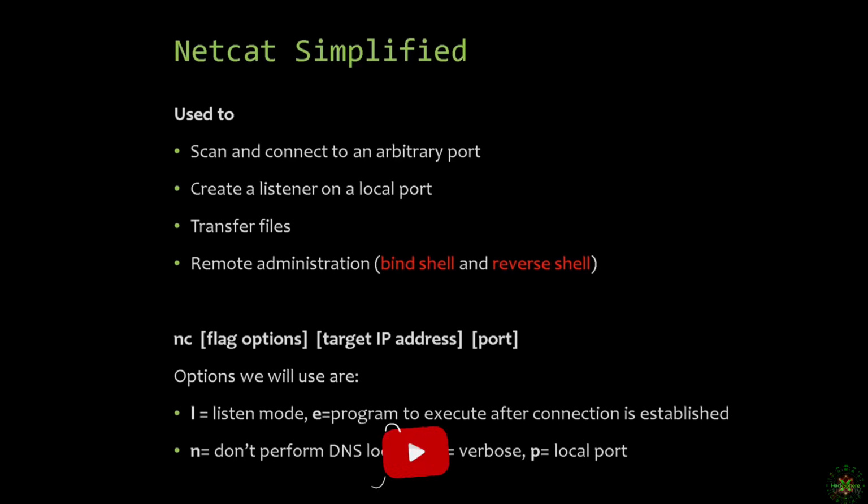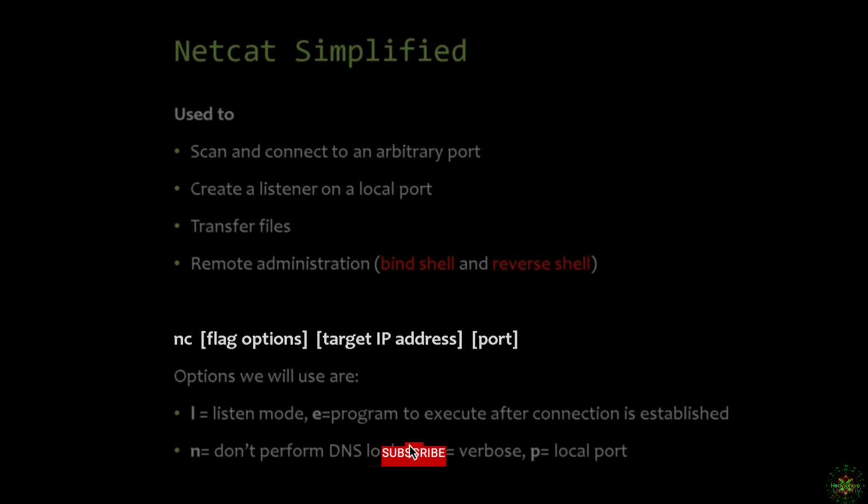The syntax for using Netcat is NC, then the flag options, then the target IP address, then the port. The parameters are L for listen mode, E in order to execute a program after the connection is established, N that we tell the program not to perform DNS lookups, V for verbose, which shows us some status of the connection, if there are any errors, if the connection is established, etc. So at the console we will be able to see some information, and P for the local port.